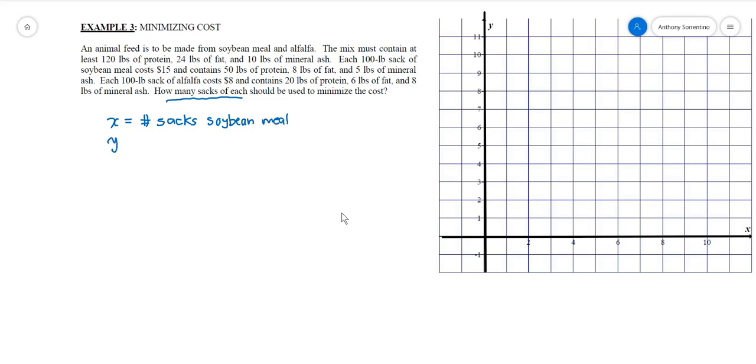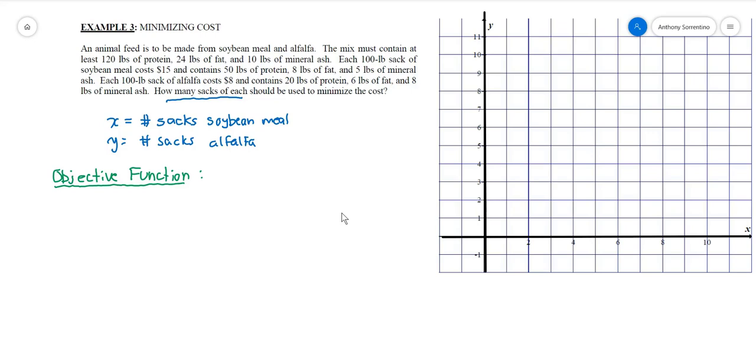And I'll let Y equal the number of sacks of alfalfa. And that's very important. Our objective function, I always find it's best to figure out what that is first. I want this objective function in terms of X and Y.